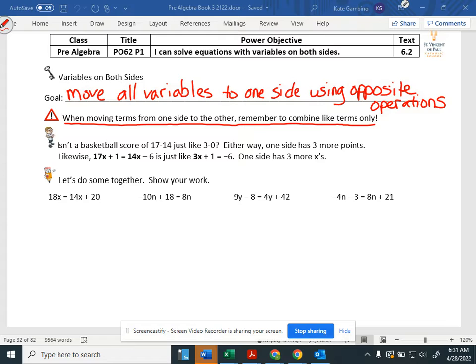So likewise, 17x plus 1 equals 14x minus 6 is just like 3x plus 1 equals negative 6. One side has 3 more x's. So we have 17x and 14x. There's 3 more x's on this side. Here we have 3x and no x. So there's 3 more x's on this side. Our constants are still plus 1 minus 6, plus 1 minus 6. So even though we're simplifying it, it still means the same thing.